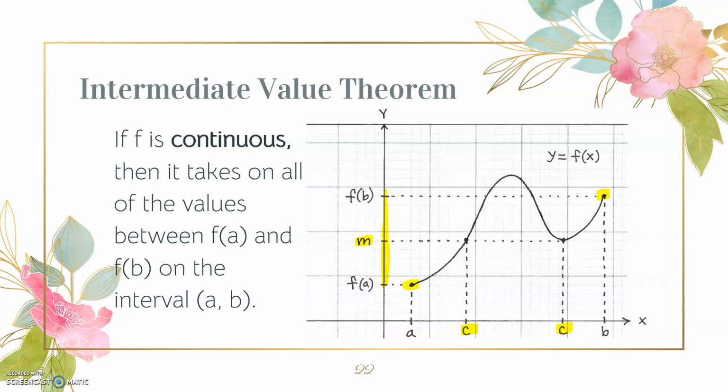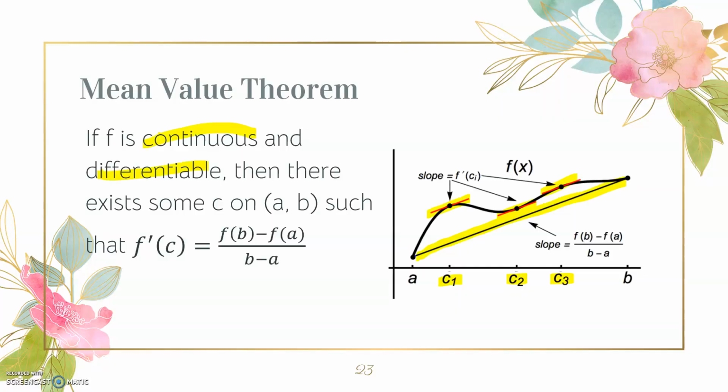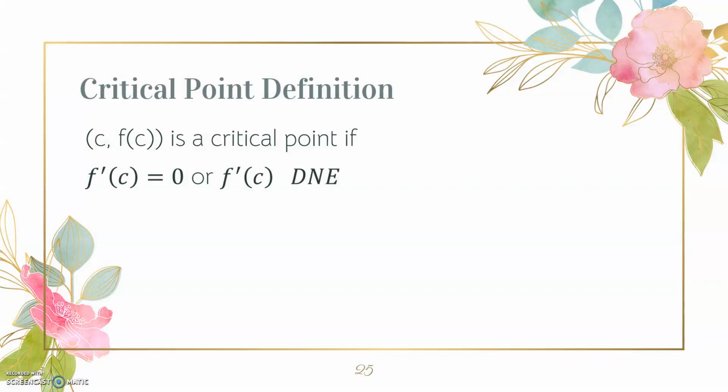I also wanted to point something out. All of the wording of these is going to be similar. There exists some c, there is a value, those kinds of questions. The definition of critical points. A point is a critical point if the derivative is equal to 0 or if the derivative does not exist.